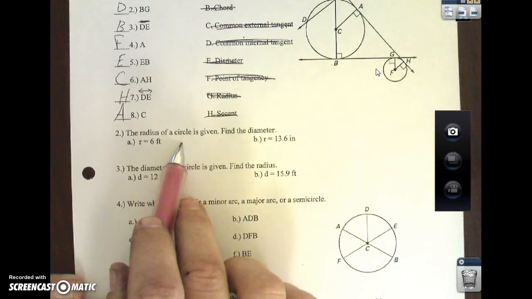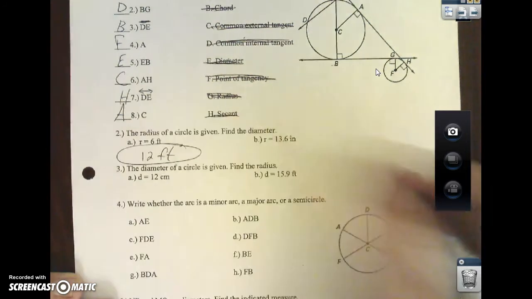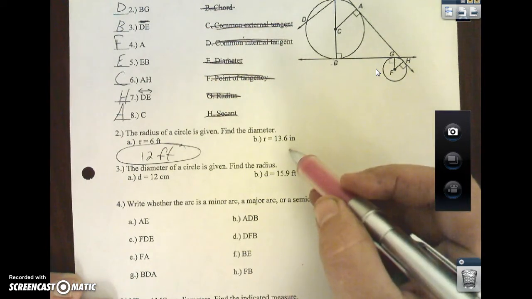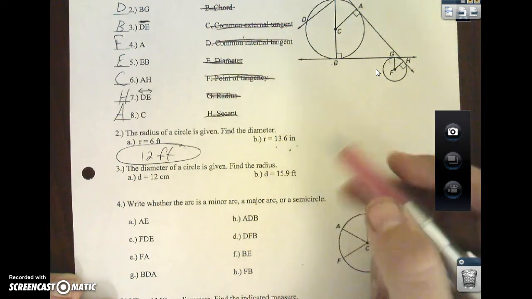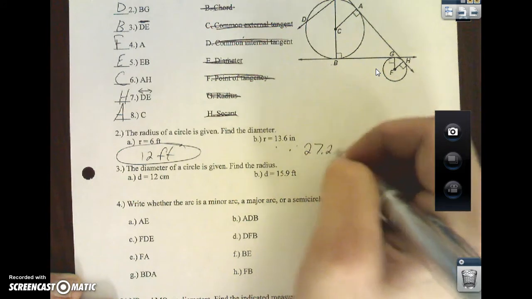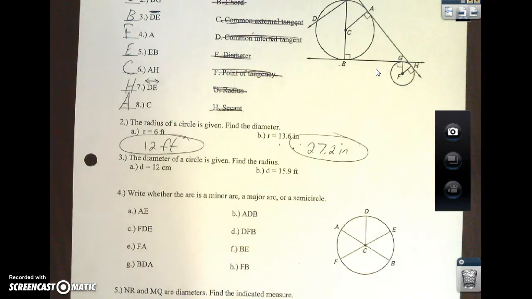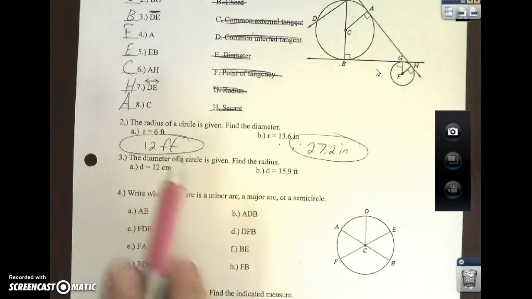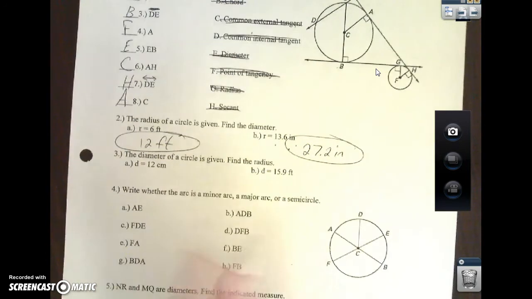The radius of the circle is given. Find the diameter. The radius is half of it, so therefore the diameter is just double it. So we get 12 feet. Same thing right here, taking my 13.6, I'm doubling this. So 13 times 2 is 26, 0.6 times 2 is 1.2, so 27.2 inches. Because of the simplicity of these problems, we are going to be very picky when it comes to units. So please, please, pretty please, put sugar on top of the cherry and everything else. Don't forget your units. All right, good deal.